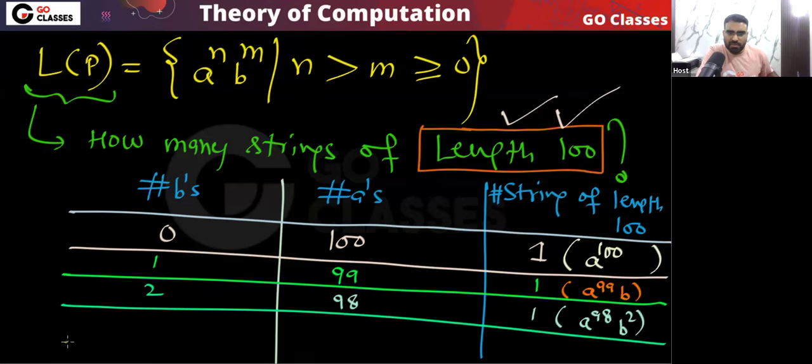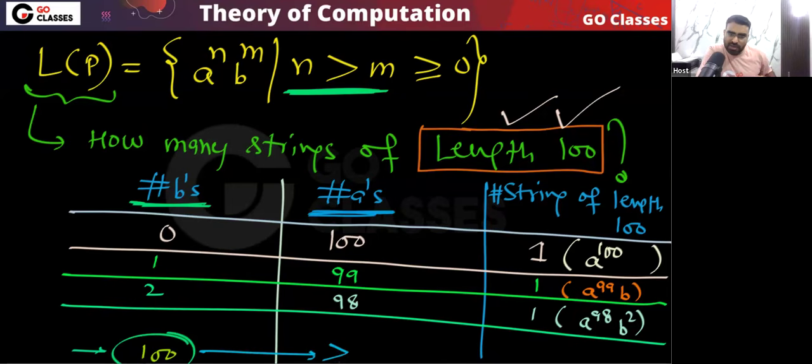Now tell me, maximum how many b's can I have? Can I have 100 b's? Like I want a 100 length string. Is it possible I can have 100 b's? No. If you have 100 b's, then the number of a's must be more than the number of b's. Just think about it. If you have 100 b's, then there will have to be more than 100 a's. So you cannot get a 100 length string.